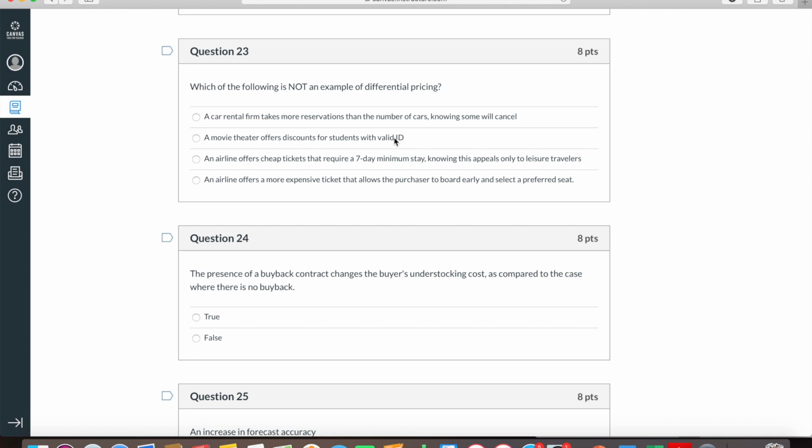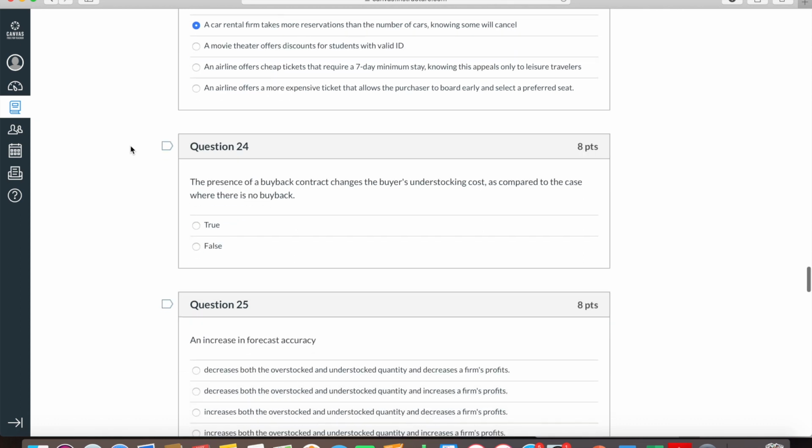A movie theater offers a student discount. Well, that's immediately differential pricing like we spoke about. So it leaves us with a car rental firm that makes more reservations than a number of cars, knowing some will cancel. That is not an example of differential pricing.